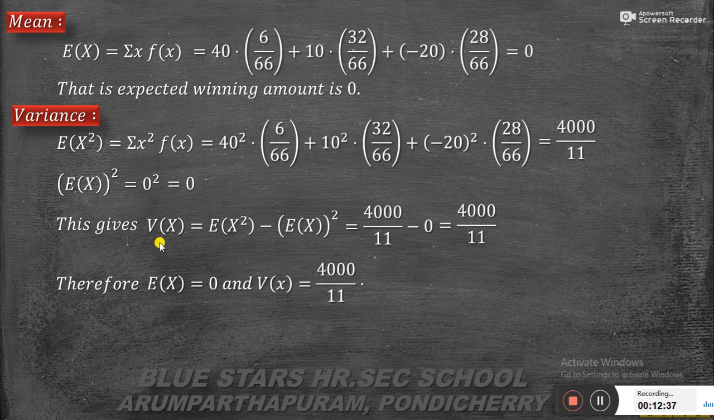So we substitute into the formula. Variance of X equals the expectation of X square minus the expectation of X whole square. The expectation of X square is 4000 by 11, minus 0, equals 4000 by 11. This is the variance answer. Therefore the expectation of X equals 0, the variance equals 4000 by 11, and the mean equals 0.